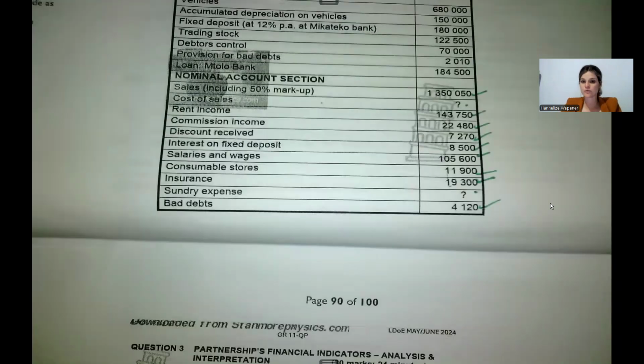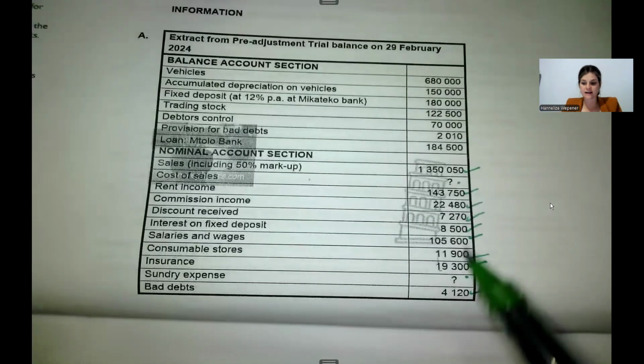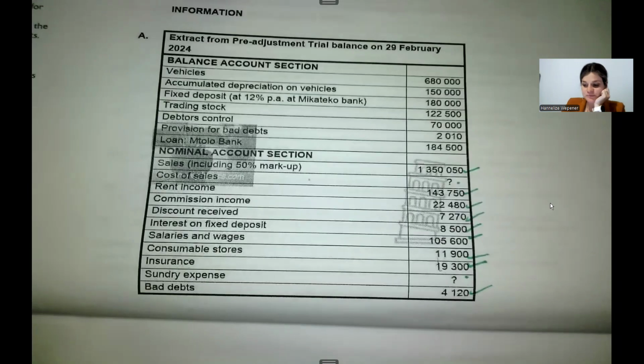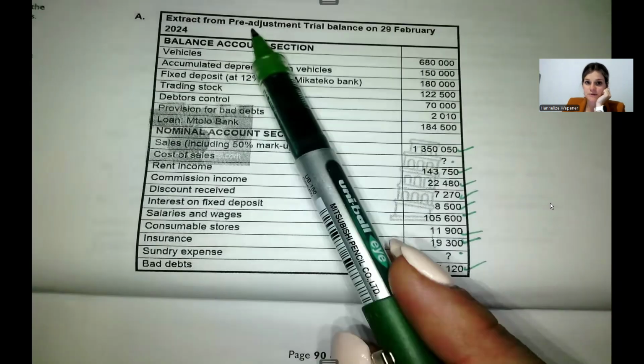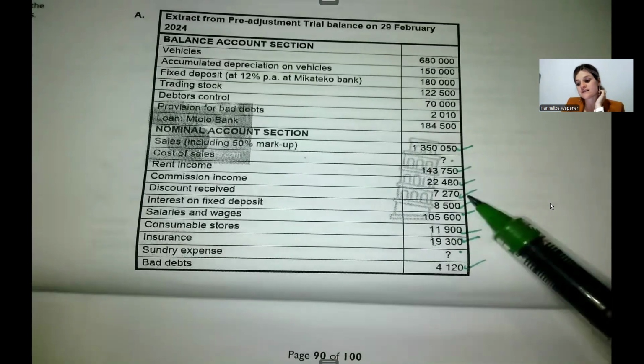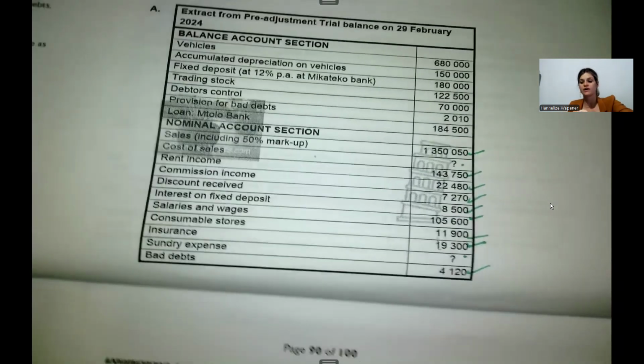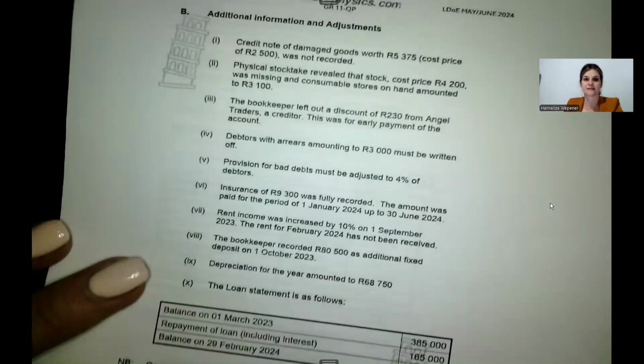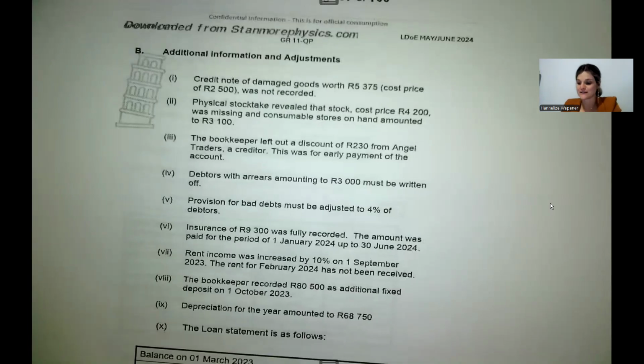Okay, so now we have all of our nominal accounts within our SOCI. And remember, we are working with the pre-adjustment trial balance. So they're saying that these were the figures before the following adjustments and information. The table looks terrible already. Okay, there we go. Too much writing going on here.